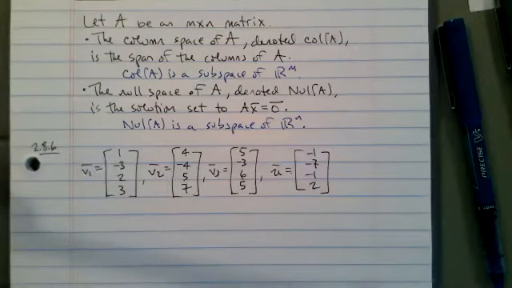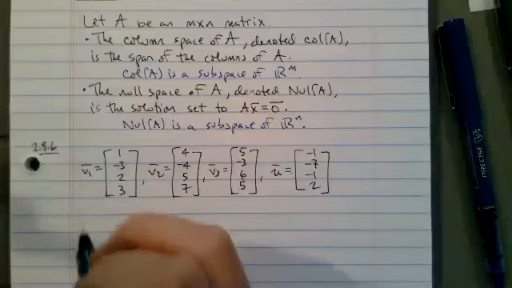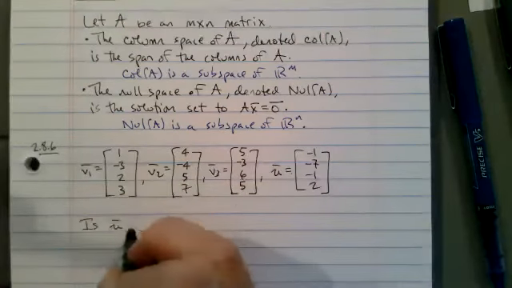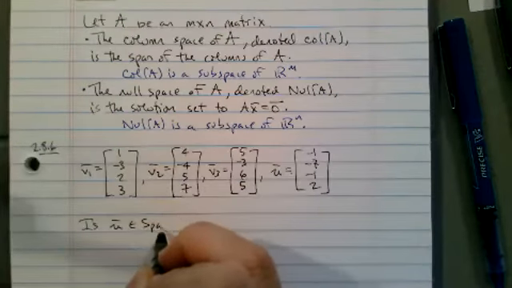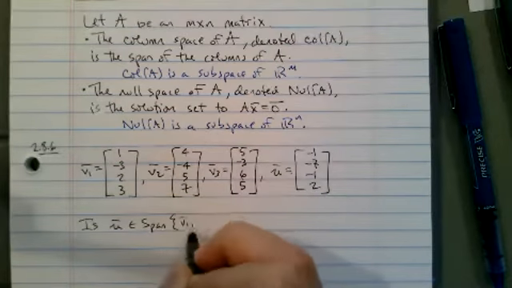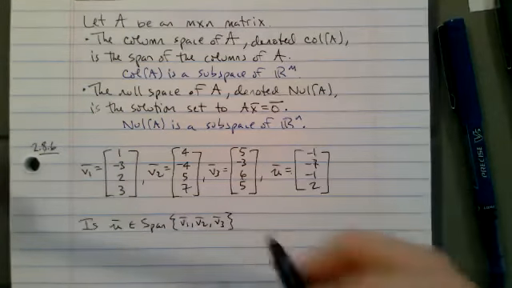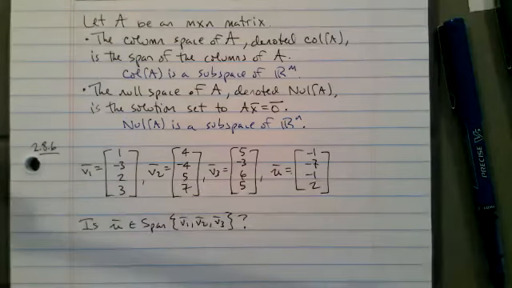So the question in problem 6 is to determine if U is in the subspace of R4 generated by V1, V2, V3. So the question here is, is U in the span of V1, V2, and V3? That's what we're being asked.